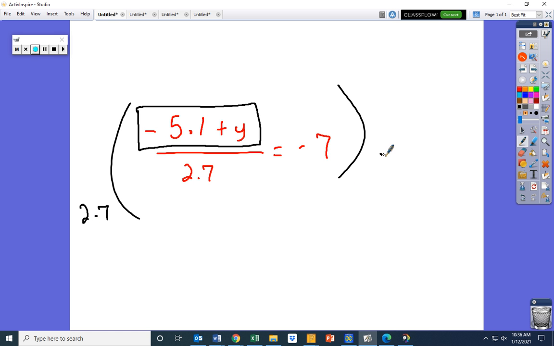And then I'm going to multiply this times 2.7 also. Now these, yes, they cancel. And then I'm going to bring down negative 5.1 plus y equals.